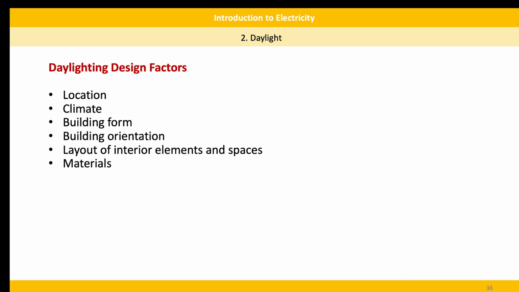And daylighting design factors: some of the features that affect daylighting design are location, climate, building form, building orientation, layout of interior elements, space, and material. So let's go one by one to quickly go through what those are.